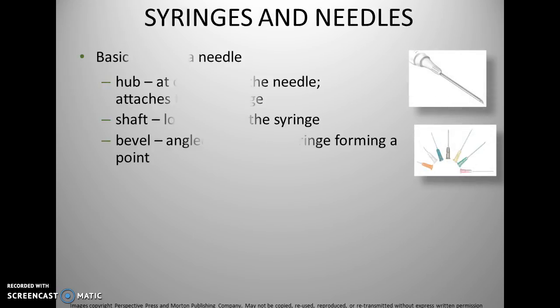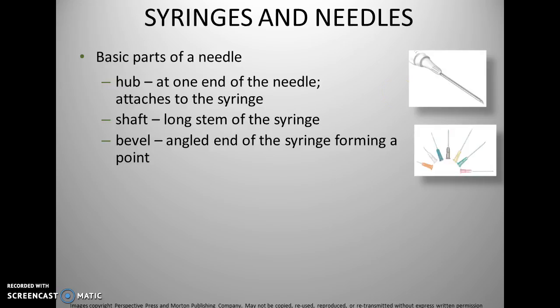Okay, this continues to look at different types of needles. So the basic part of the needle is the hub, which is at one end of the needle and attaches to the syringe, the shaft, the long stem of the needle, and the bevel, the angled end of the needle forming a point. See here, this is what we are looking at.